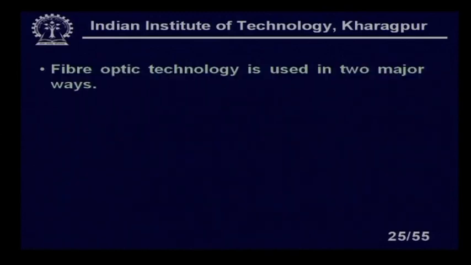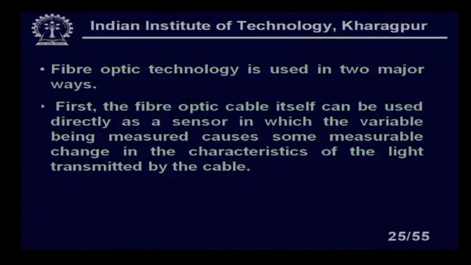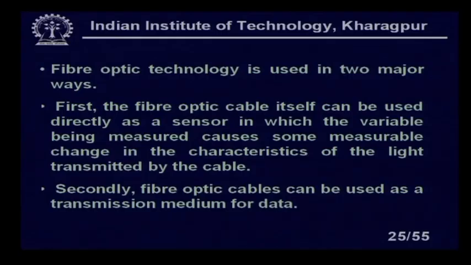Fiber optic technology is used in two major ways. First, the fiber optic cable itself can be used directly as a sensor in which the variable being measured causes some measurable change in the characteristics of the light transmitted by the cable. Secondly, the fiber optic cable can be used as a transmission medium for data.